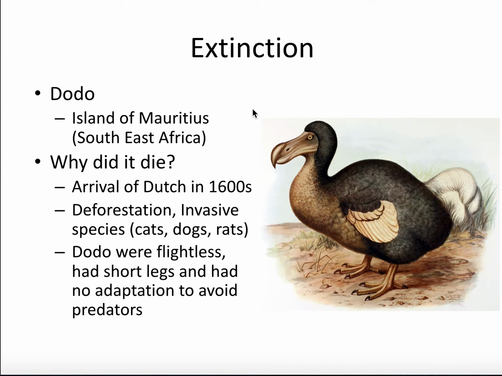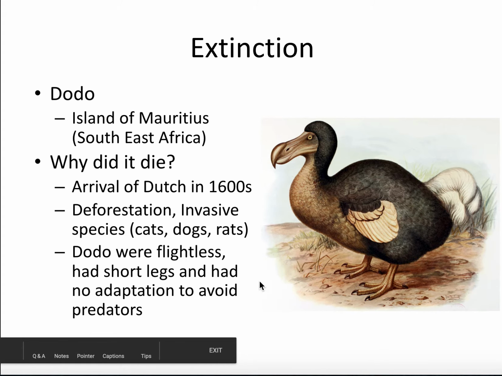The dodo are actually flightless birds. You can see their little wings here. And so they had very short legs, so they couldn't run away, and they couldn't fly, so they had no adaptation to avoid predators.